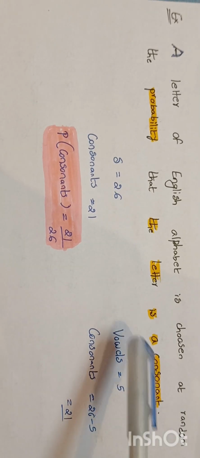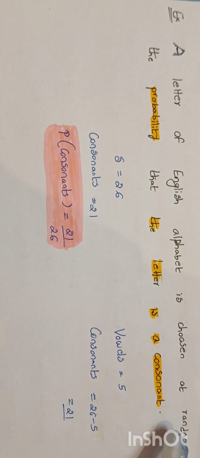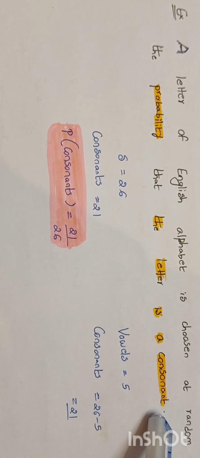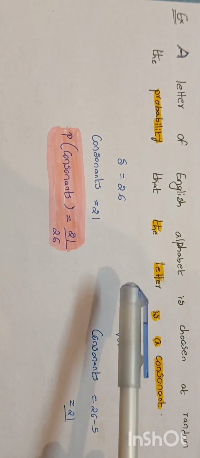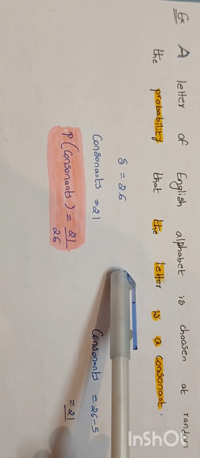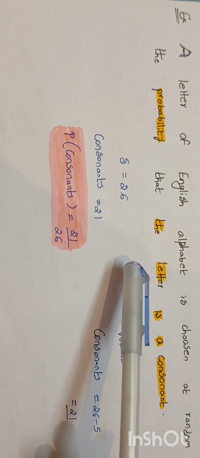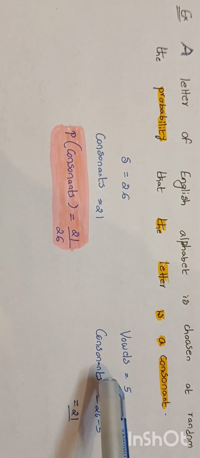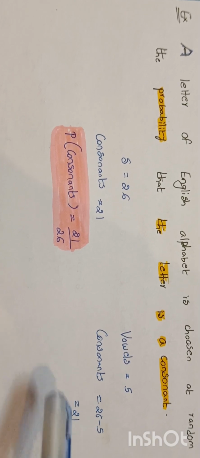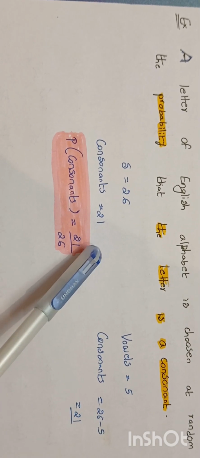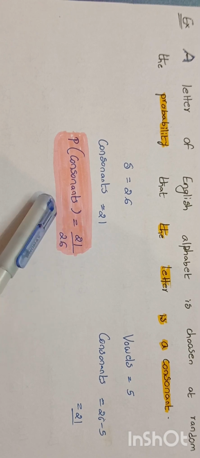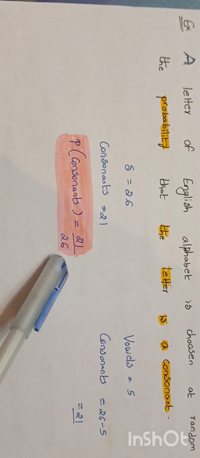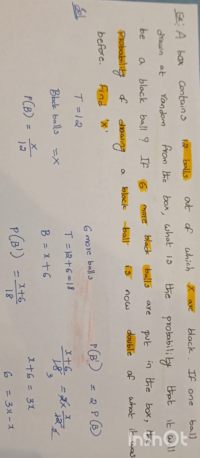Now the second example: a letter of the English alphabet is chosen at random. Find the probability that the letter is a consonant. We all know that the number of English alphabets is 26, so the sample space is 26. In that, vowels are 5 and consonants are 21. Hence we will directly write the answer: the probability of a consonant is 21 divided by 26.